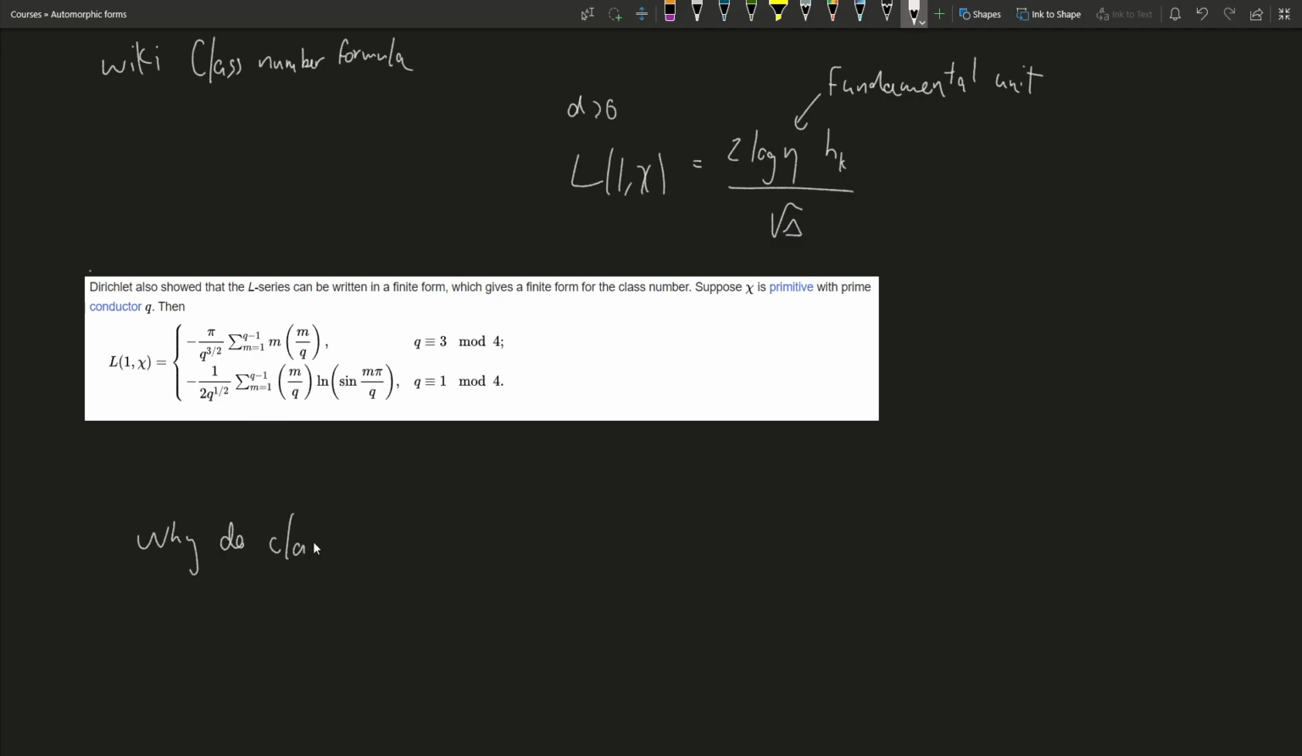So why do class numbers, etc., why is there anything about imaginary quadratic fields coming up? The reason is because if you look at Q adjoin the square root of minus 1, then the ring of integers, these are called the Gaussian integers.